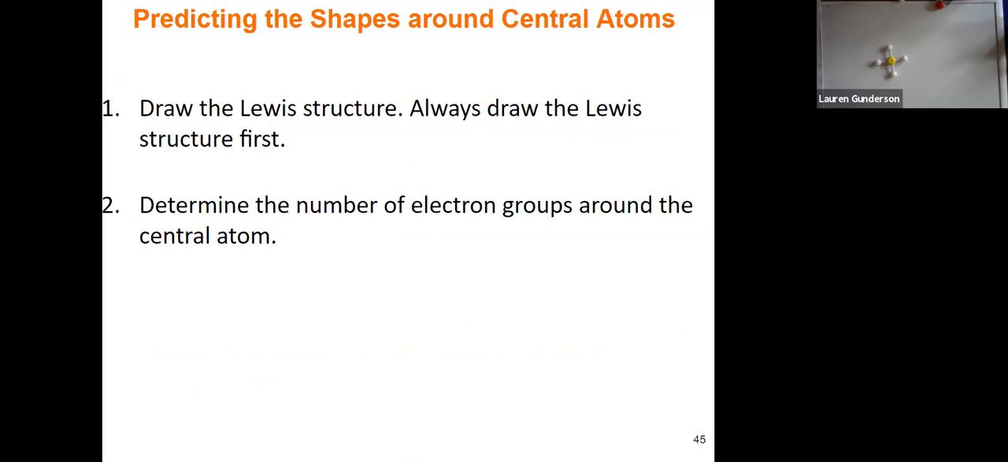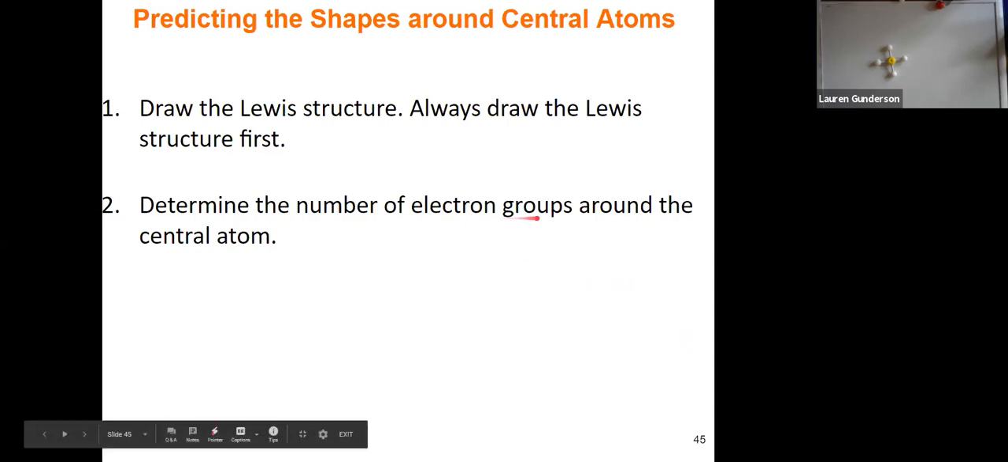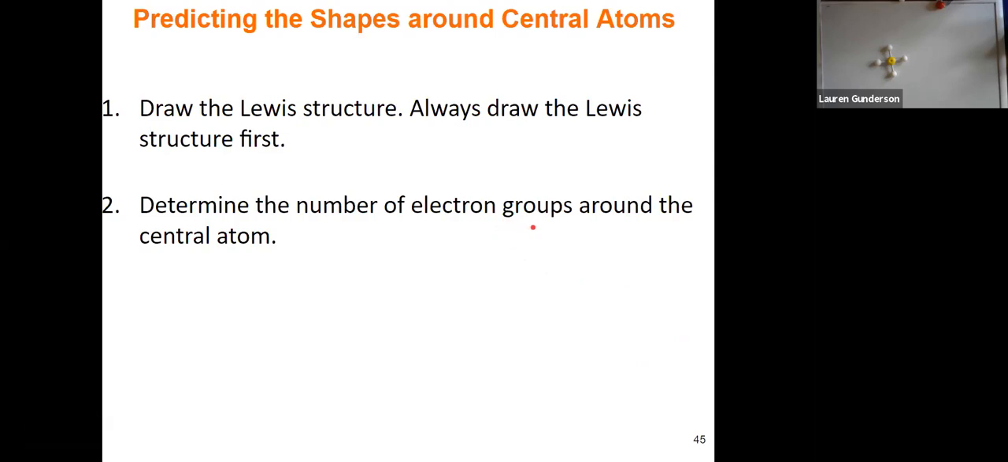Okay, so if we want to predict the shape around the central atoms, we have to follow a little bit of a set of rules. They're not really rules, though. They're just guidelines for you. The first is that you're always going to draw the Lewis structure first, always. Okay, people like to jump right into doing the shapes of these without the Lewis structure. That is a really great way to forget about lone pairs that you didn't realize were there. And you need the lone pairs because that's the only way you can determine the electron groups around your central atom. All right, so you're going to draw the Lewis structure first, and then you're going to count out the number of electron groups around your central atom.